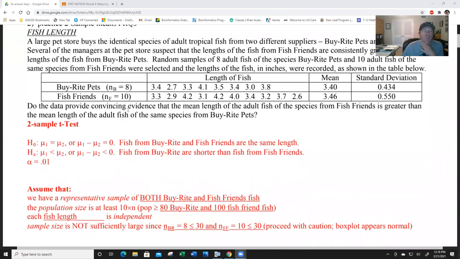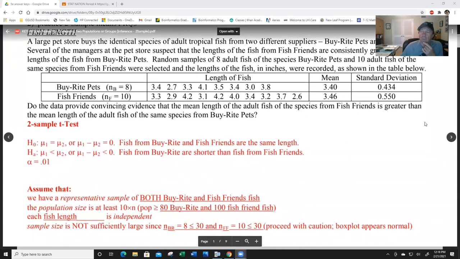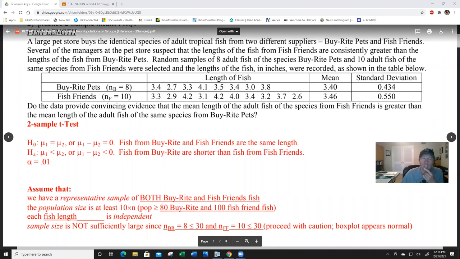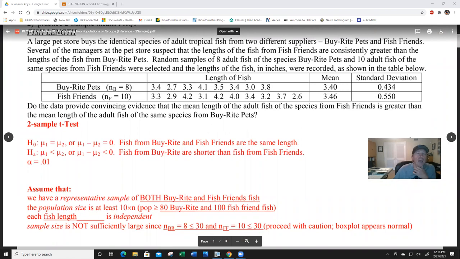All right, so look at the first one. I'll read it to you here. All right, we got a large pet store buys identical species of adult tropical fish from two different suppliers, Byrite Pets and Fish Friends. By the way, I believe this was an AP question many years ago. Several of the managers at the store suspect that the fish from Fish Friends are consistently greater, there's going to be your symbol, greater than the lengths from Byrite, okay? Or Byrite is smaller, however you look at it.